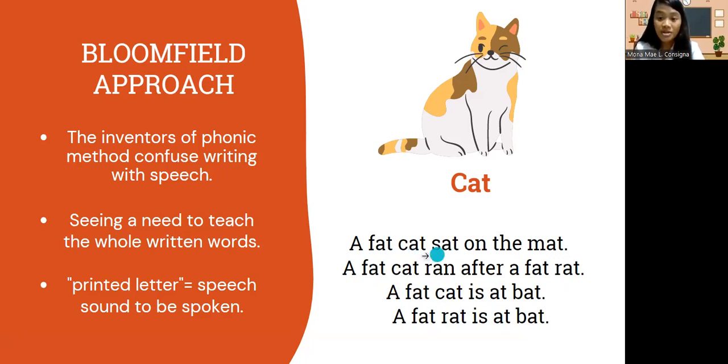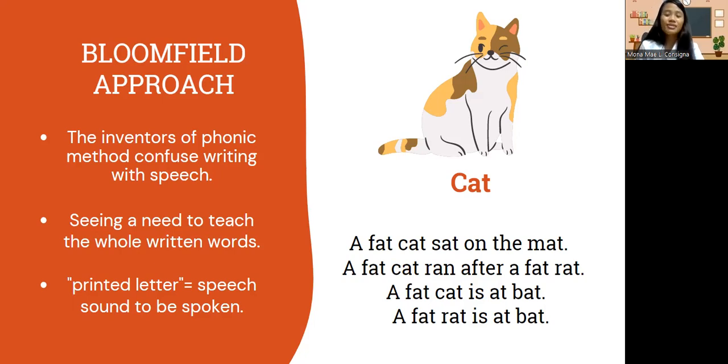We can see that it is A and T, A and T. The first letter is the only one that is different, for example, fat, cat, sat. The child goes through the same procedure. This is followed by practice until the child can say the right word, whether alone or together. So the child learning to read would realize that the printed letter is equal to the speech sound to be spoken.